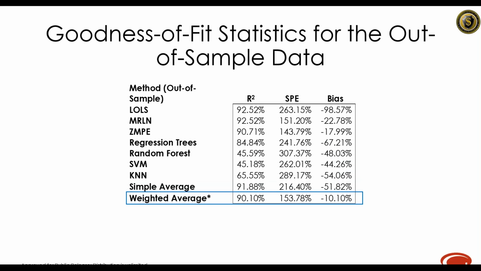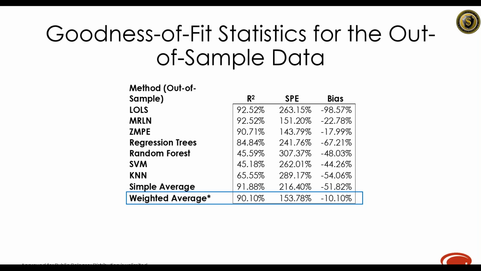And for our out-of-sample, the out-of-sample data is a better indicator of how the models will perform when applied in practice, as the coefficients were not influenced by any of the actual data. So for the out-of-sample data, Zimpi and Merlin are the best single models. They both have R-squares in excess of 90%, and the SPEs are significantly better than the other models. The simple average has a negative 50% bias and a much higher standard percent error than both Merlin and Zimpi.